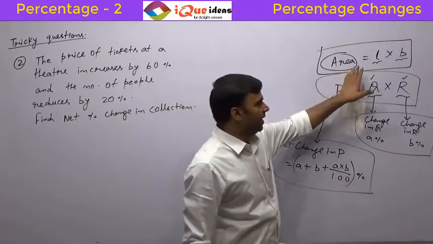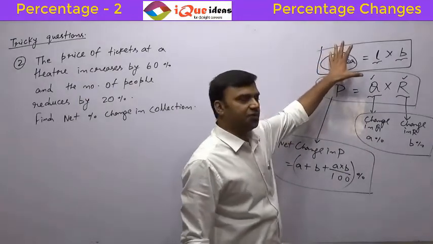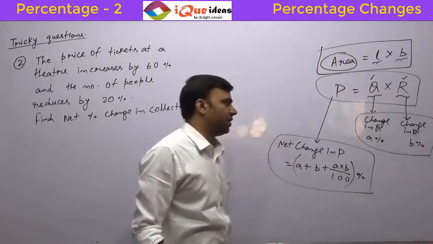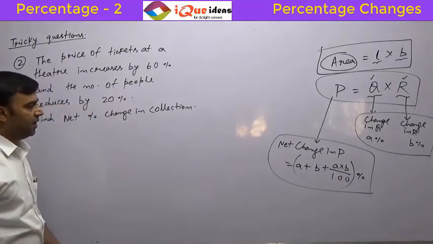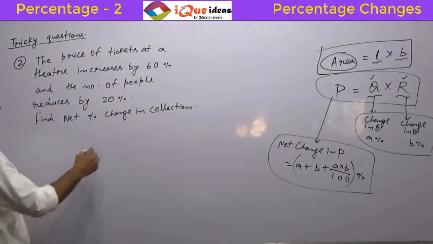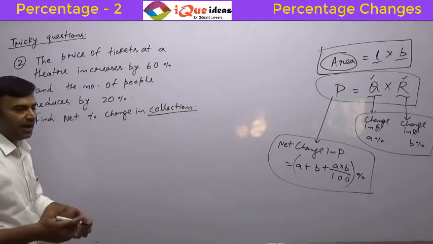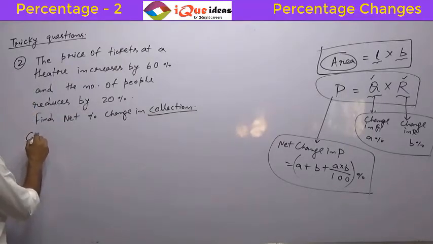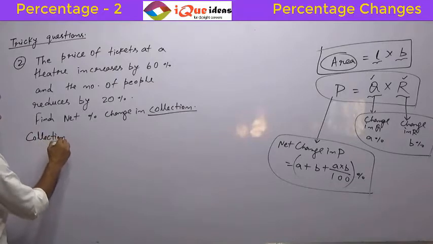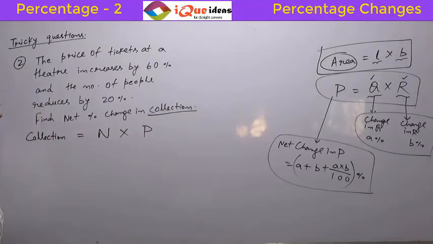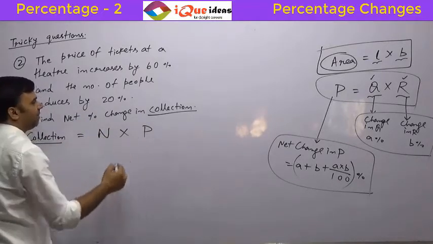Not only for area, it is always applicable for all the situations wherever there is a quantity which can be presented as a product of two other quantities. Alright. Now in this case also, how would you calculate the total collection? What do you mean by collection? The total amount of money collected at the end of the day. So total collection is equal to the number of people into the price. Right? It's the same situation. Collection is a product of number of people and the price.